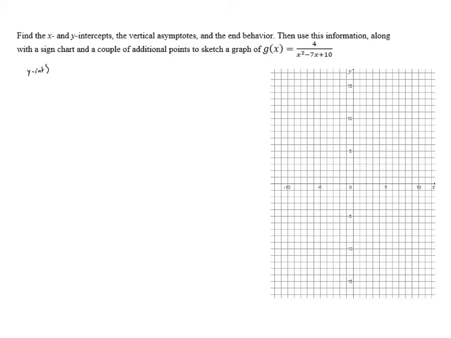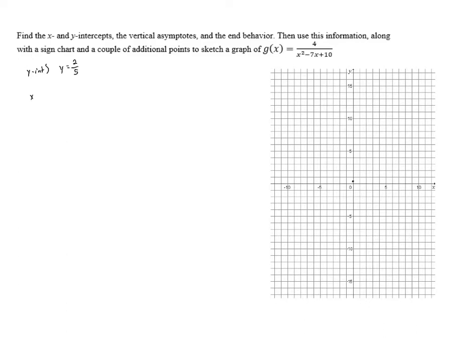Remember, we find the y-intercept by evaluating the function at 0. When x is 0, the two terms with x in them become 0, and we're left with 4 over 10, which reduces to 2/5. So the y-intercept is y equals 2/5, which is just less than 1/2. So it's going to go right about there.